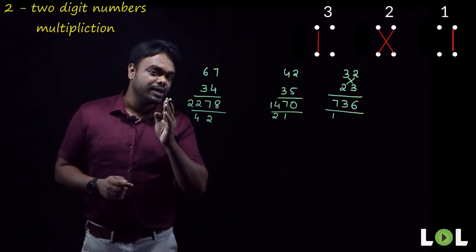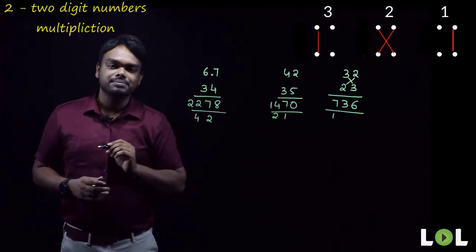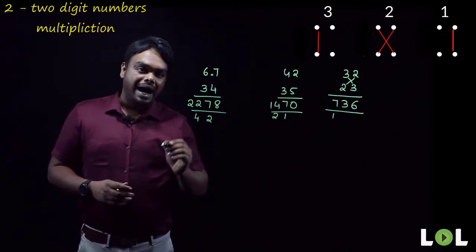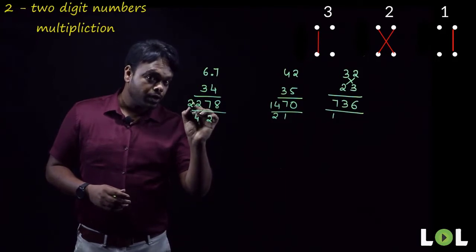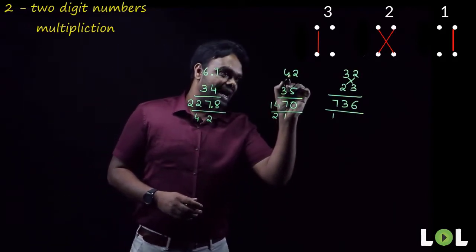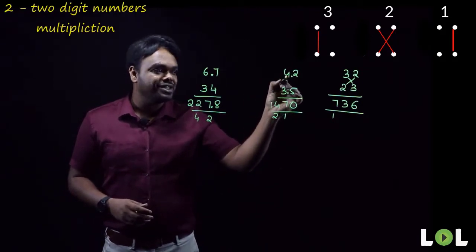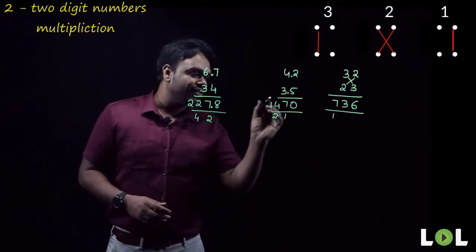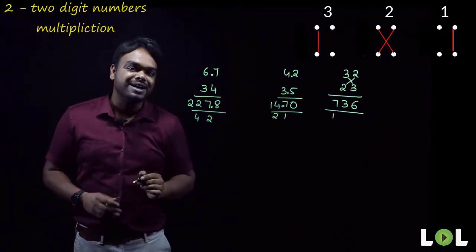Now what if there is a decimal point? Nothing to worry. Suppose I have a decimal here, like 6.7 into 34. After a decimal point, there is one digit. So in the final answer also, we should have one digit after the decimal point. Now let us say, in this case, I'll make it 4.2, I'll make it 3.5. So if you see, after the decimal point, one digit, and after the decimal point, one digit. So altogether, after the decimal point, there should be two digits. So in the final answer, if we put the decimal point here, that should become 14.70. We are having two digits after the decimal point.